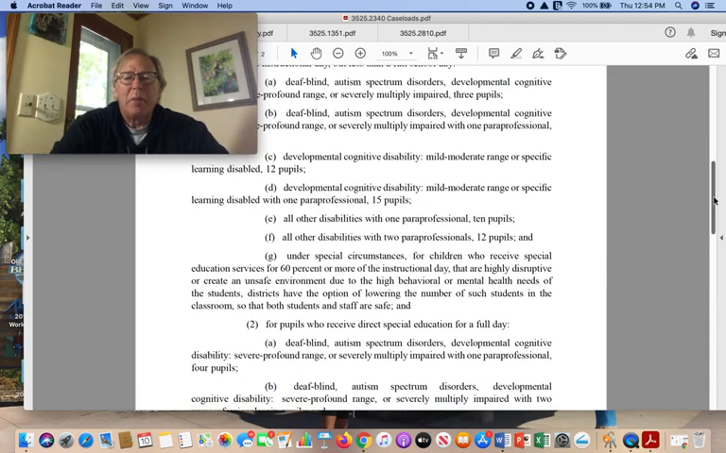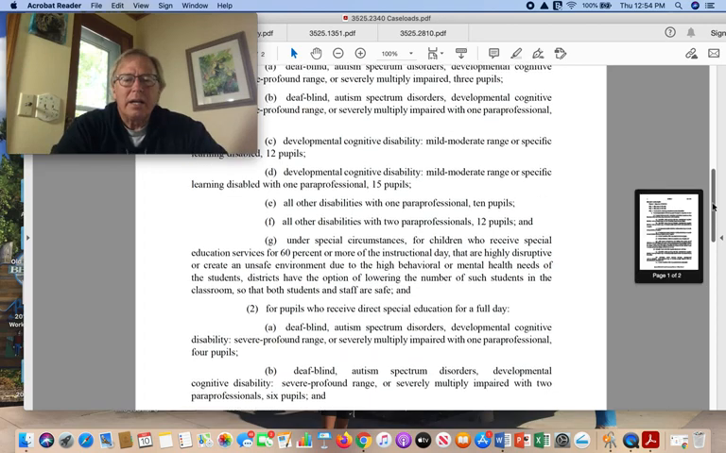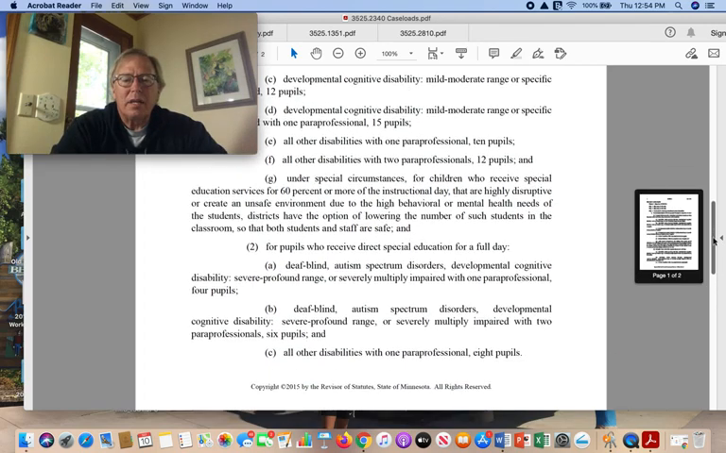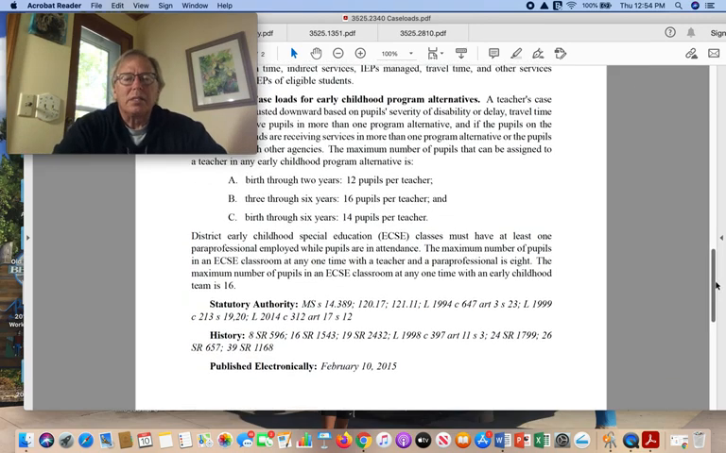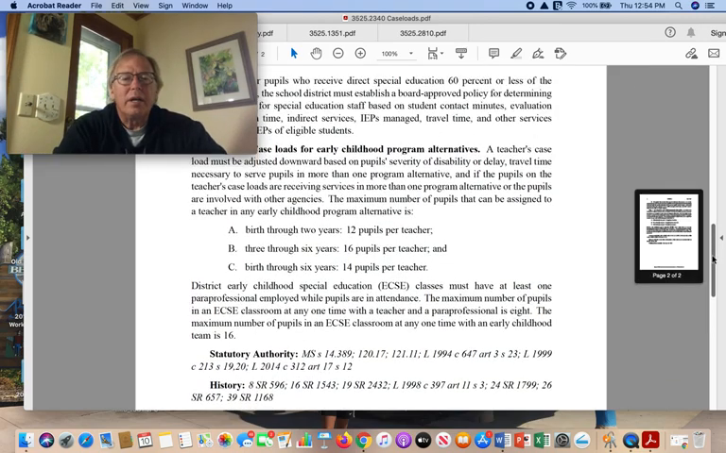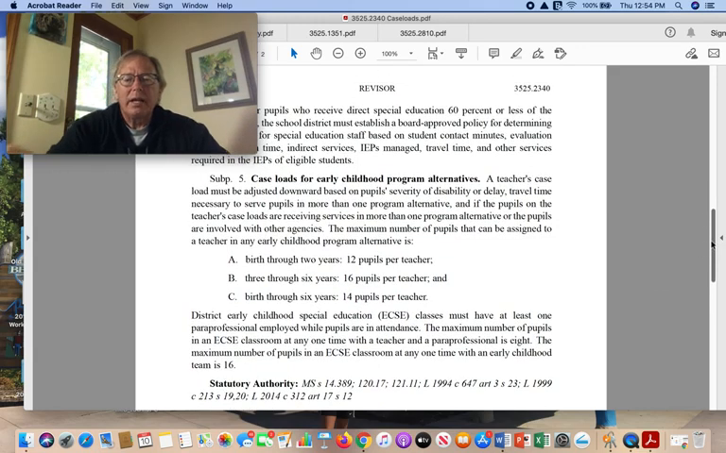So then it says here mild to moderate range and different kinds of disabilities with one paraprofessional, up to 15 students. All other disabilities with one paraprofessional, 10 students. So if you read through this, and again, like I said, I'll have the reference in the items for the session. You can take a look at that, and it just gives you some information to use with your teams.